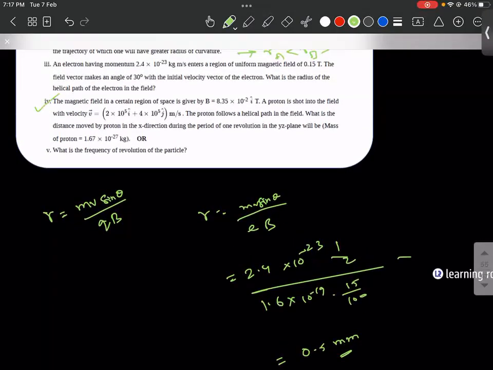Okay, fourth one. The magnetic field in a certain region of space is given by 8.35 into 10 power minus 2 i cap Tesla. A proton is shot into the field with a velocity of this much value. The proton follows a helical path in the field. What is the distance moved by the proton in the x direction during the period of revolution in the yz plane? So basically they're asking what is pitch. Pitch is 2 pi m v cos theta divided by q into B.